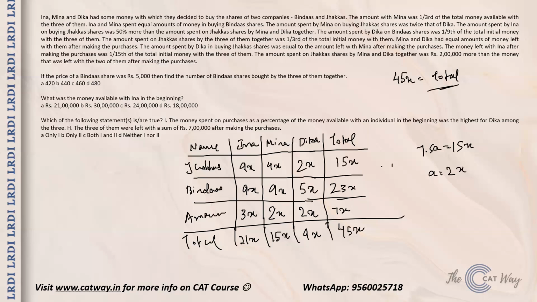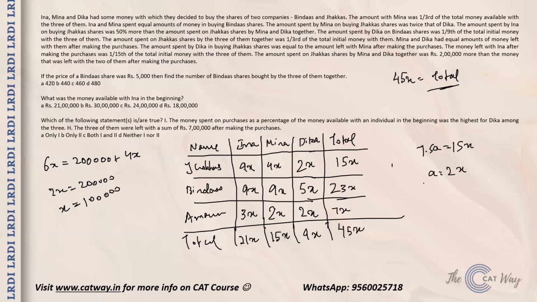So one thing, we do not have the exact money right now. We have everything in terms of x. So we will use the last statement given. The amount spent on Jhaka shares by Meena and Dika together, that money is equal to 6x, was rupees 2 lakh more than the money that was left with the two of them after making the purchase. So what was left was 4x. So basically 2x is equal to 2 lakh, or x is equal to 1 lakh.